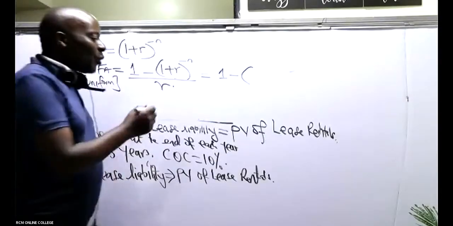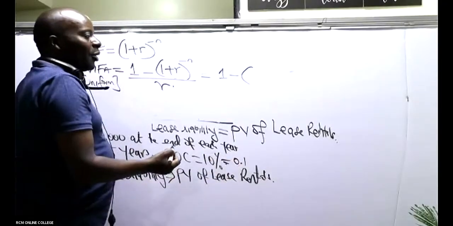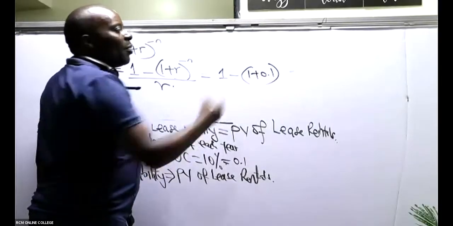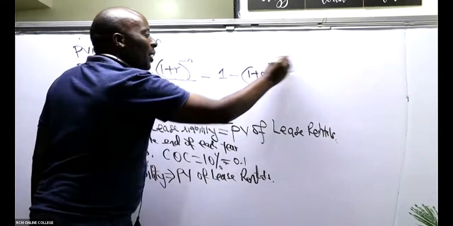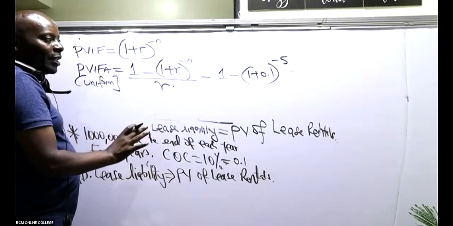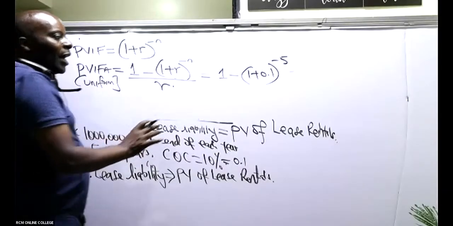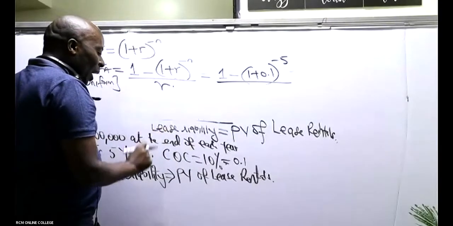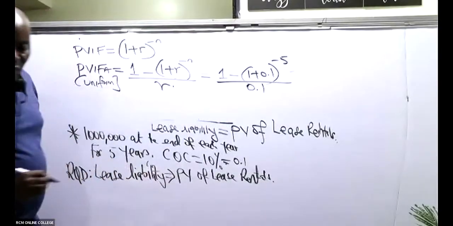So this R to us is 10%, which is the same as 0.1. Then this will be 1 plus 0.1 raised to the number of years. The number of years in this case is 5, because this is a lease of 5 years. We're going to enjoy this for 5 years. Then we divide everything by our R, where our R in this case is 0.1.